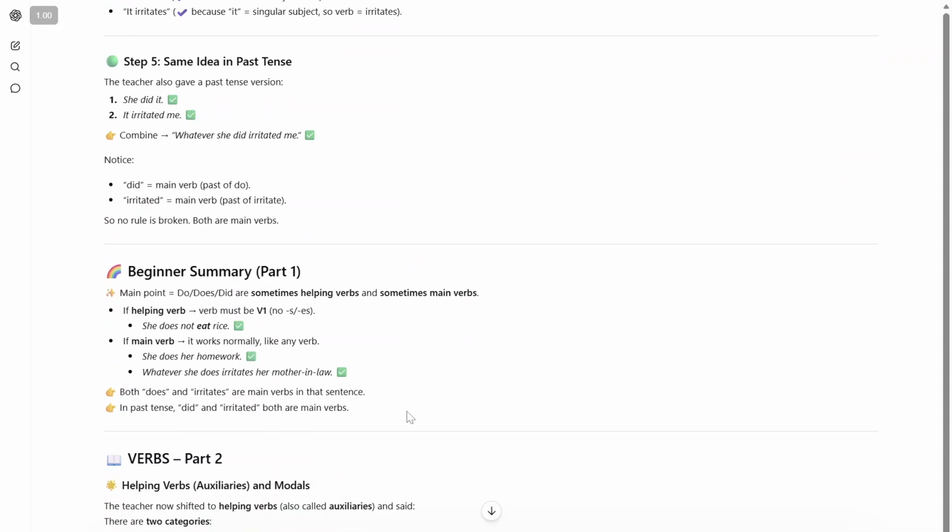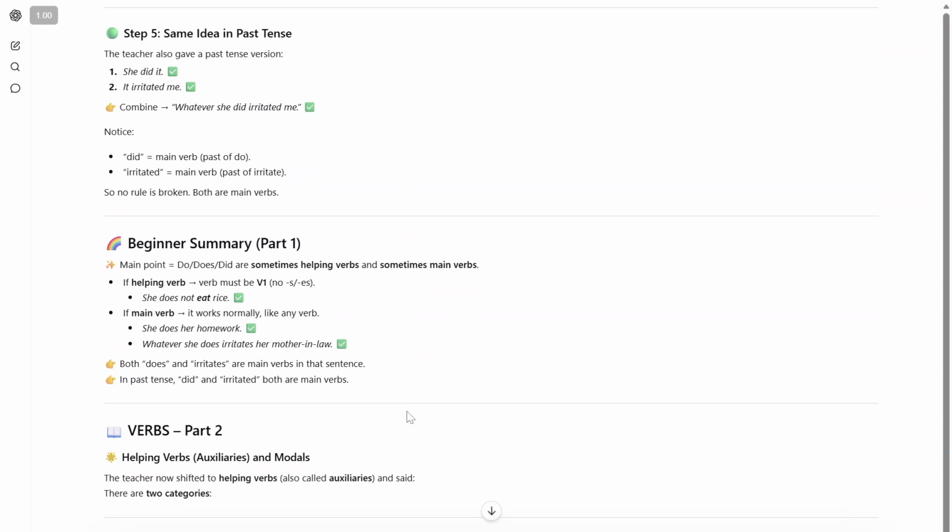Step 5, same idea in past tense. The teacher also gave a past tense version. 1, she did it. 2, it irritated me. Combine, whatever she did irritated me. Notice, did equals main verb, past of do. Irritated equals main verb, past of irritate. So no rule is broken.